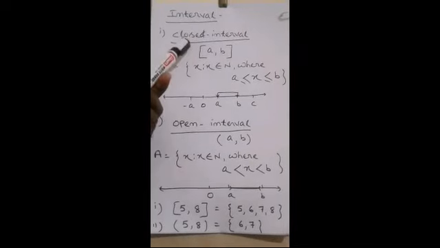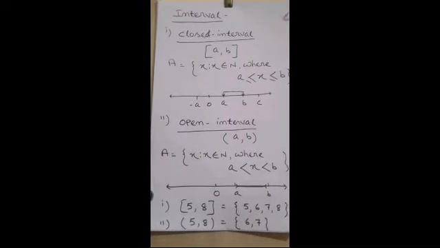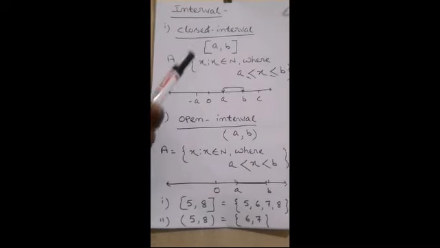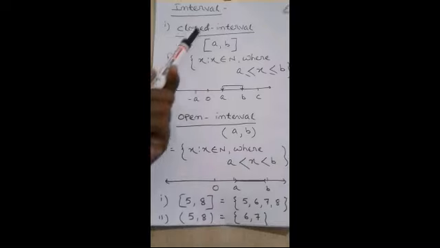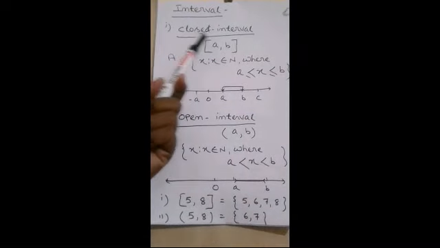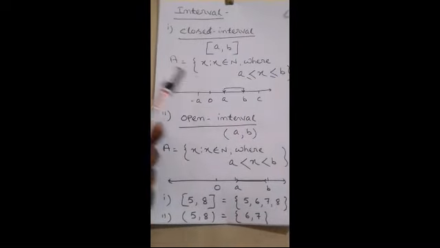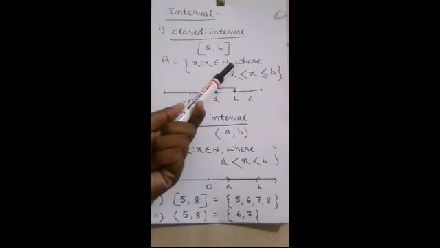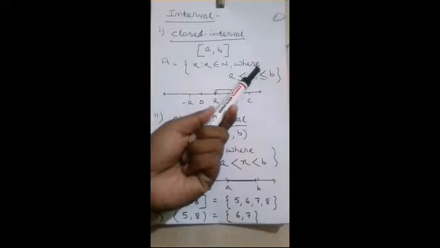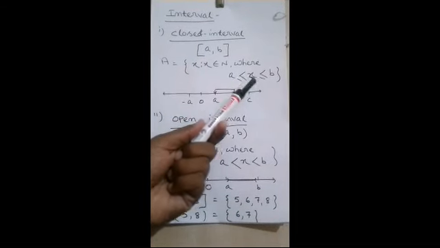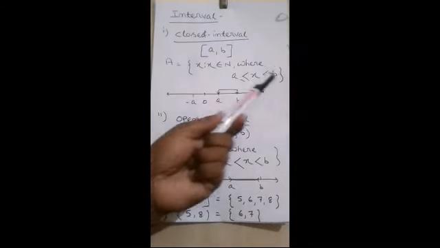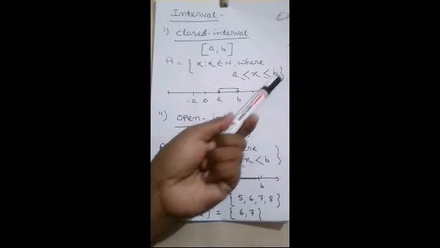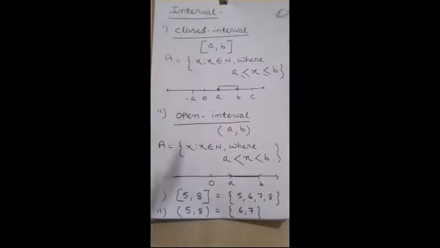Now you see the interval. There are different types of interval. One is closed interval. What is closed interval? You can see how it is represented. The closed interval is represented in big brackets. And how can it be written in set builder form? X such that X belongs to maybe real number or natural number, where X is greater than or equal to A and less than or equal to B. If it is written like this, you will understand that this is a closed interval.